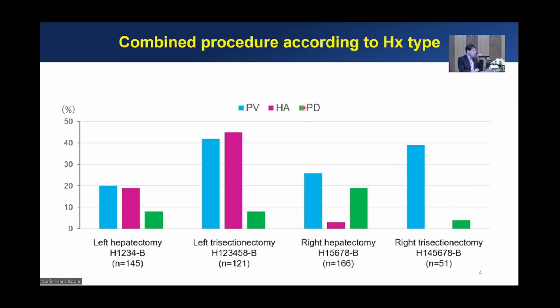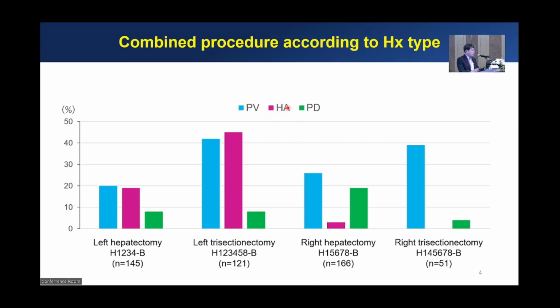For example, the green color shows pancreatoduodenectomy. So right hepatectomy and pancreatoduodenectomy is very common. The other types of hepatopancreatoduodenectomy, HPD, are very exceptional or relatively rare. And portal vein resection is the focus of this lecture. You can see the higher rate in trisectionectomy, right and left. And left hepatectomy is a little bit lower.